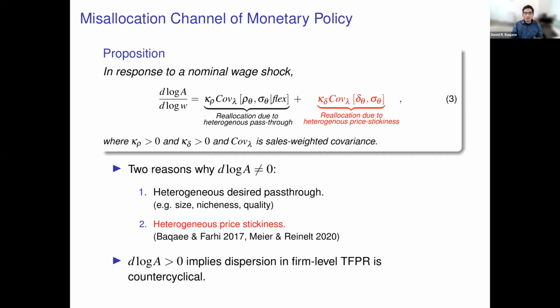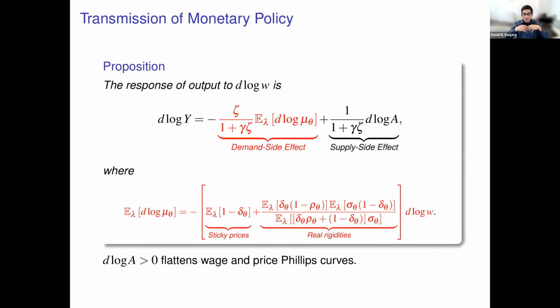Okay, very good. So this is the way TFP is responding to shocks. How does GDP respond to shocks? It has two components. The way GDP responds to shocks has a demand component and a supply component. The supply component, I already explained to you what it was. It's just the change in TFP that you saw in the previous expression.